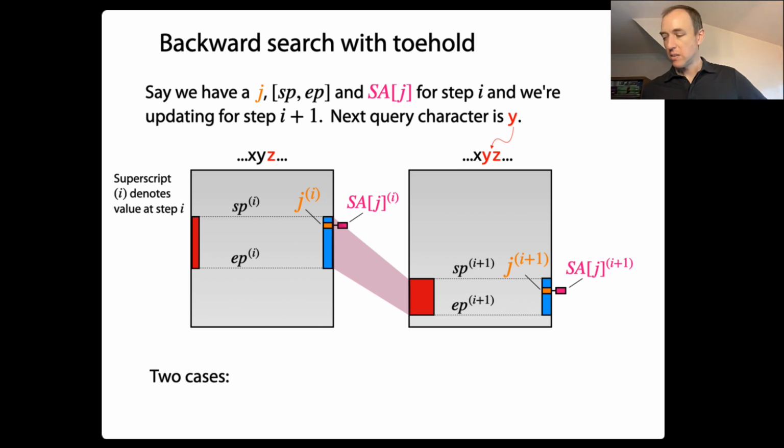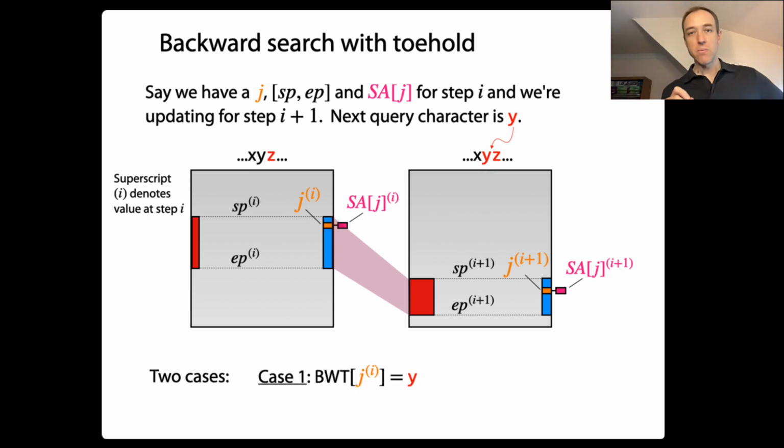And I'm going to argue that to figure out how to do this, we just need to consider two cases. One of the cases is where this character is equal to the next character in P. So in other words, this Y matches this character in the BWT. That's case 1: BWT at J of I equals Y. We'll handle that case on the next slide. The other case, of course, is where they're not equal.